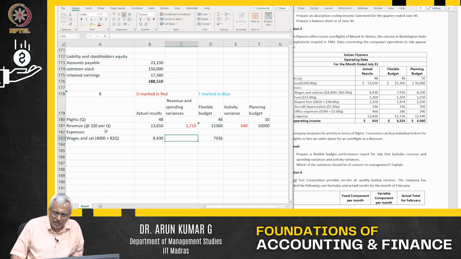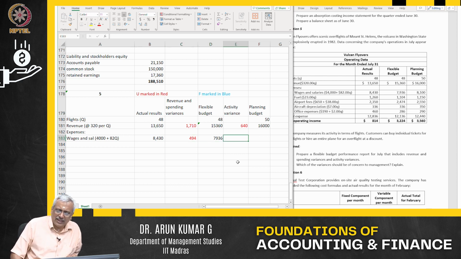Again, what happens? You have spent more than what you should have ideally spent. So there is an unfavorable spending variance out here.